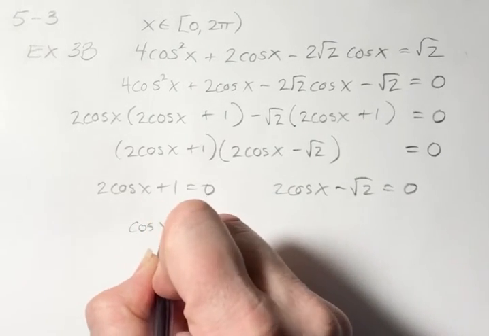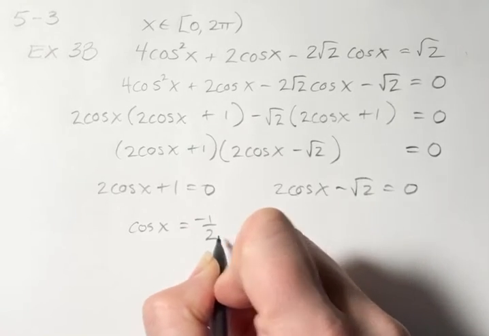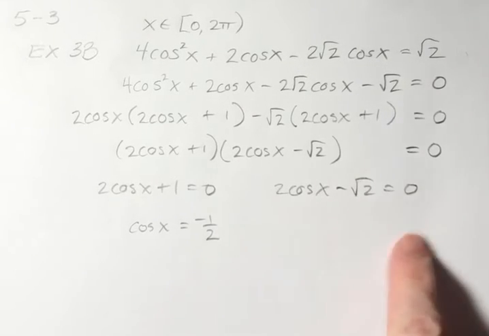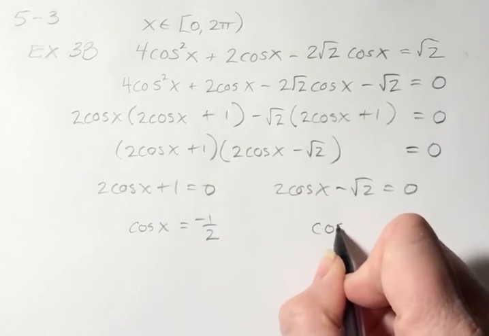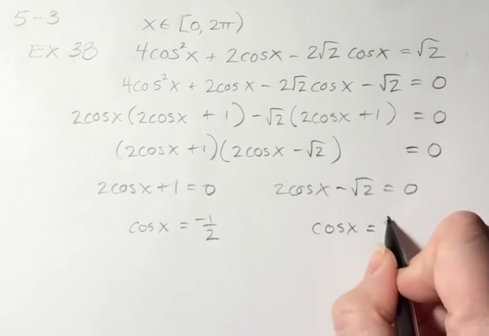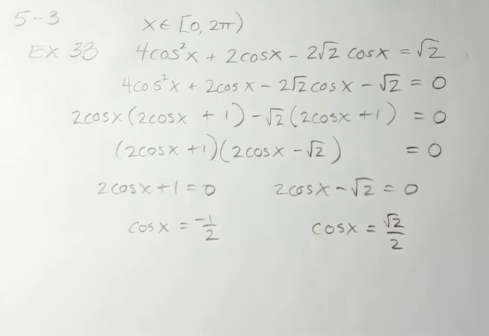So the cosine of x is going to equal a negative 1/2. This one, I'm going to add the square root of 2 and divide by 2. So I'll get cosine of x is equal to the square root of 2 over 2. So again, I'm only looking for my solutions from 0 to 2 pi.